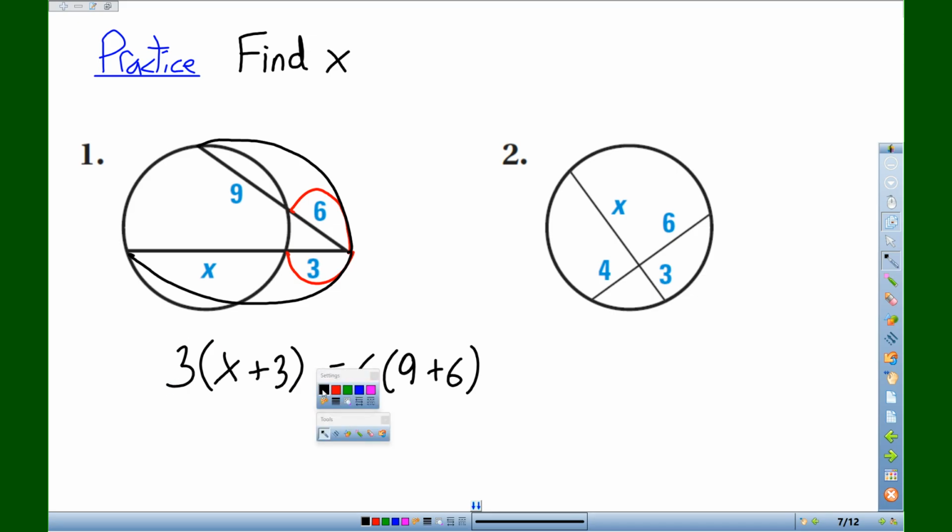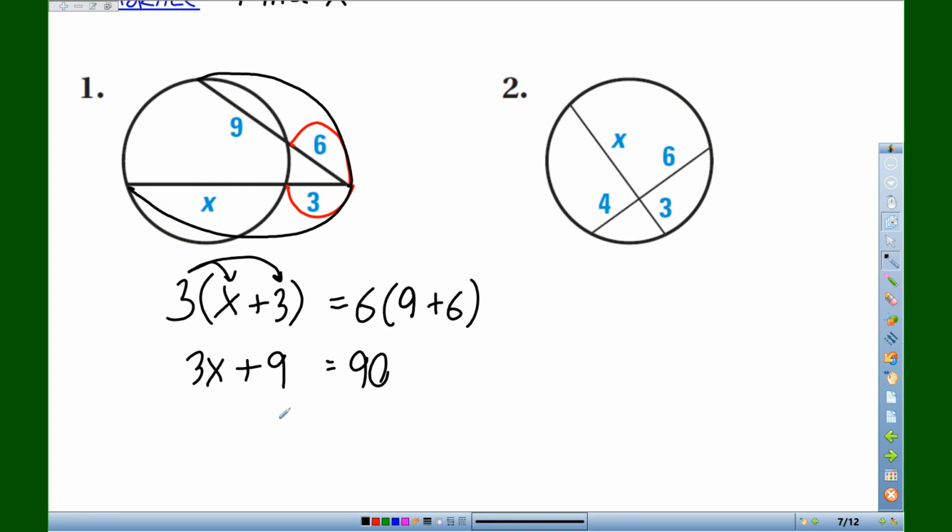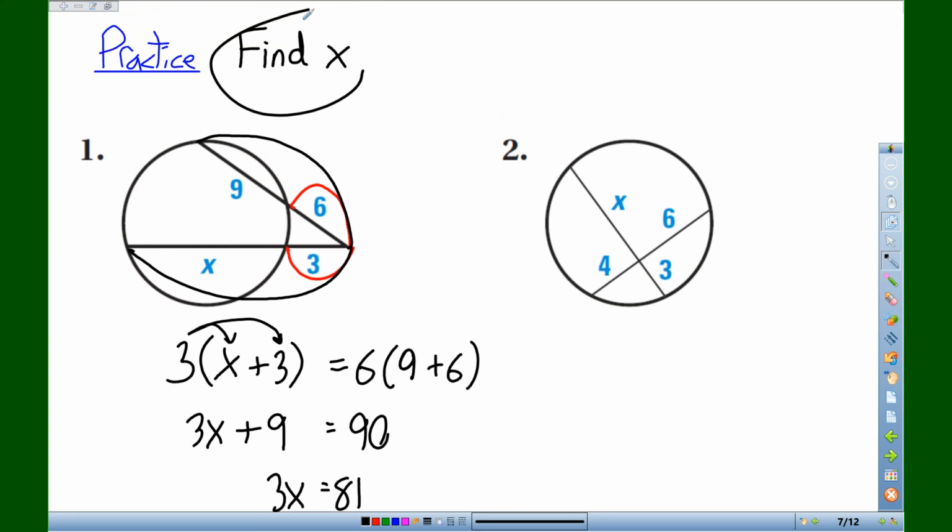Okay, so from here, we can distribute the 3. 3 times x is 3x. 3 times 3 is 9. On the right, 9 plus 6 is 15. 15 times 6 is 90. Okay, from here, two-step equation. I'm just going to do it in my calculator. I know I'm going to take 90 and subtract 9 from both sides. That gives me 3x equals 81. Divide both sides by 3. x equals 27. Which, by the way, both of these problems are just asking us to find x, right?